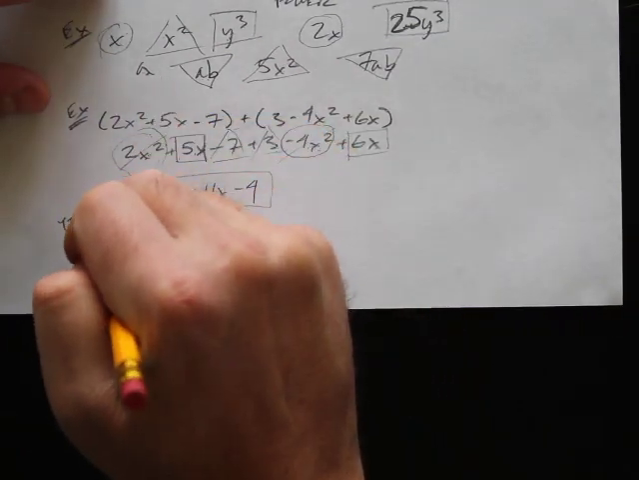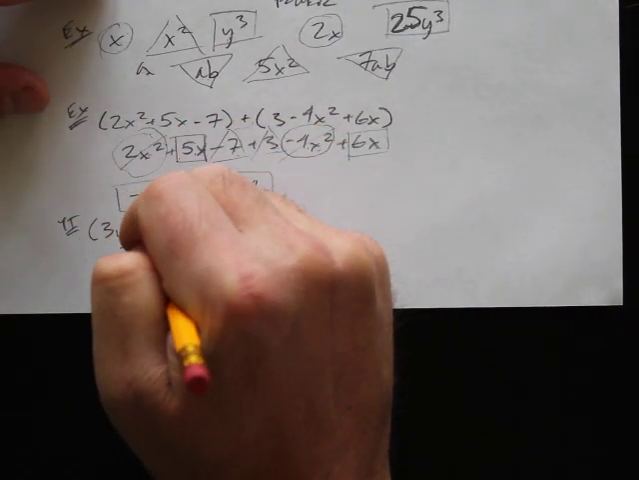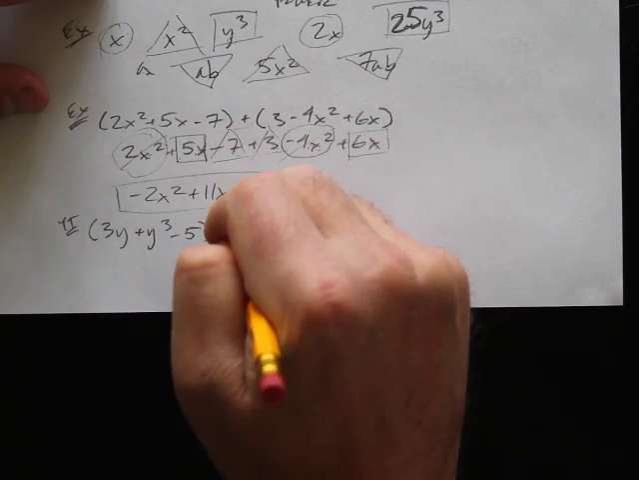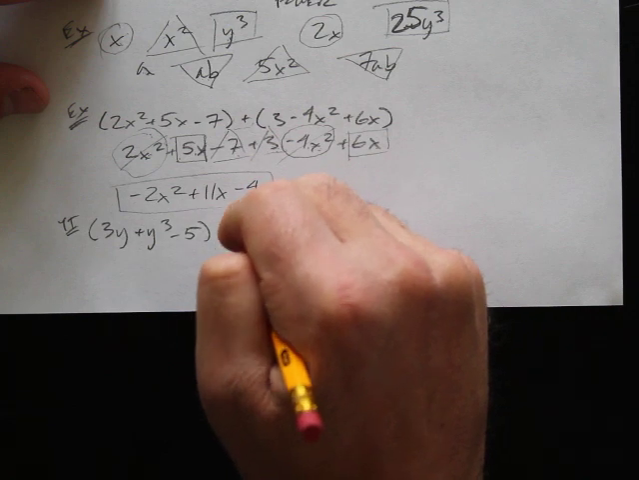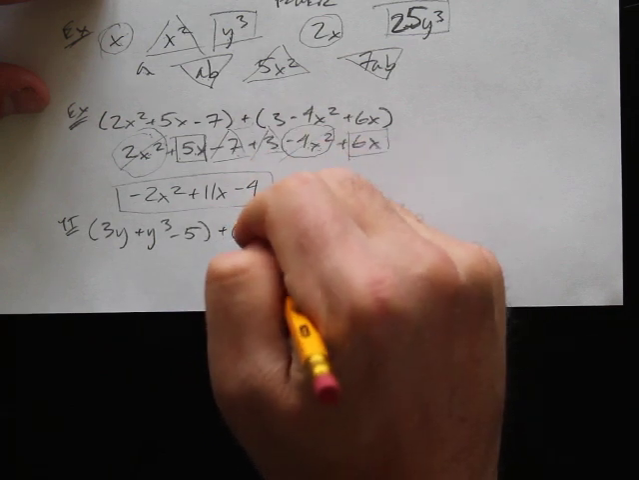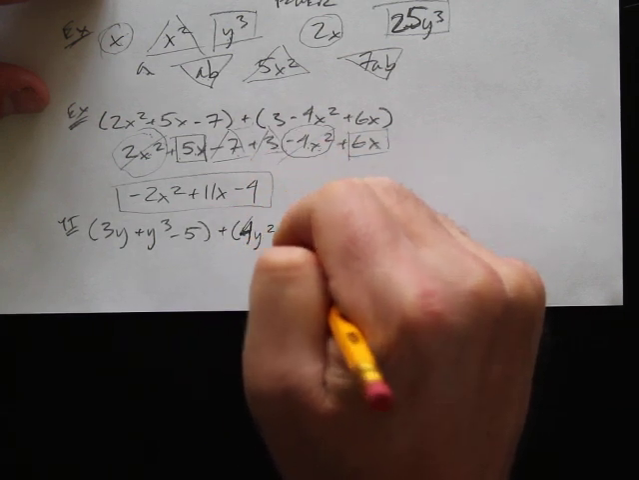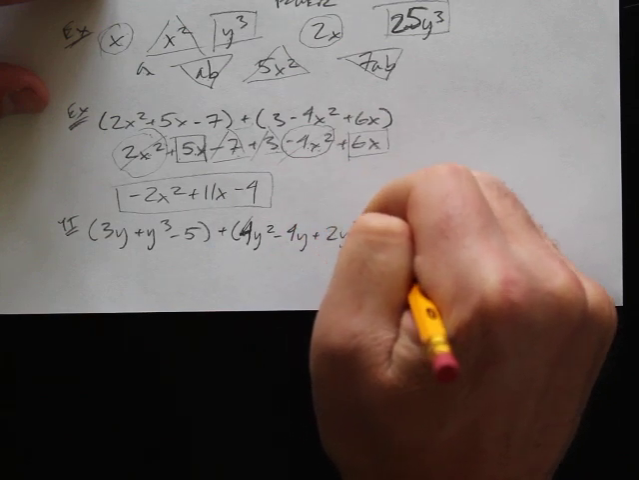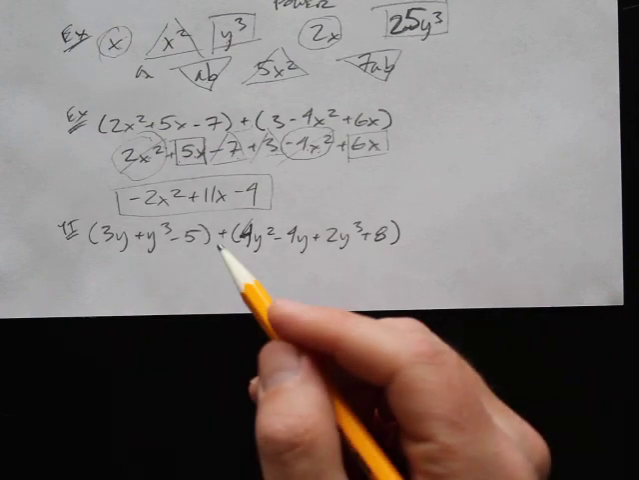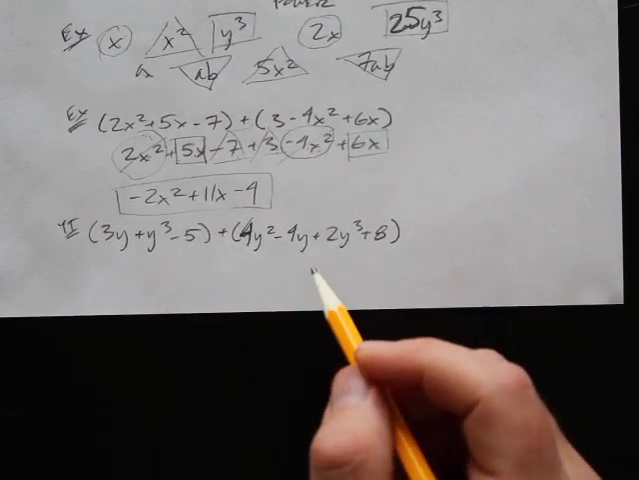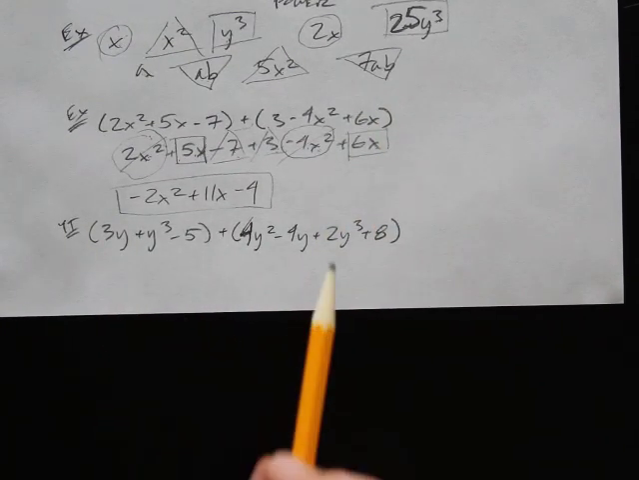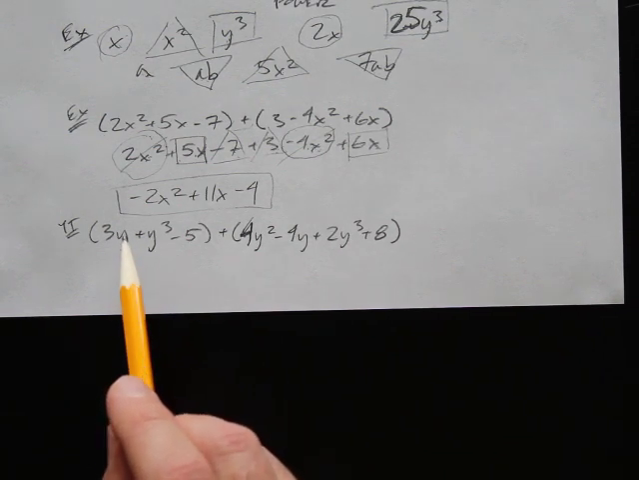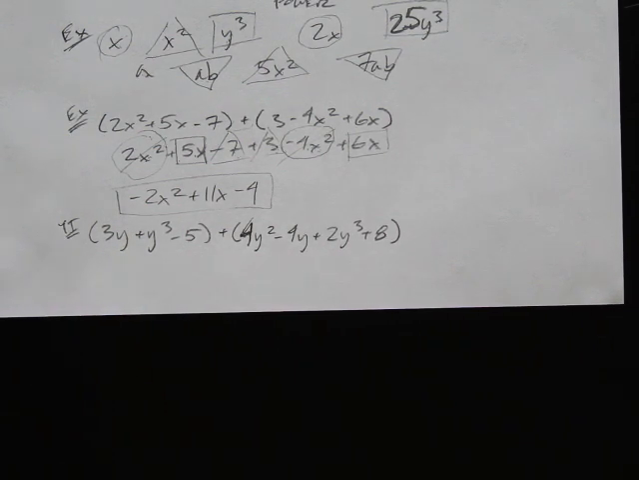I've got 3y plus y cubed minus 5 plus 4y squared minus 4y plus 2y cubed plus 8. All right, add these two together and let's see how you do. Remember, you can only add or subtract like terms: same variable raised to the same power. Okay, go.